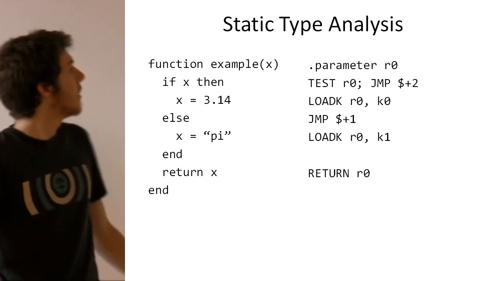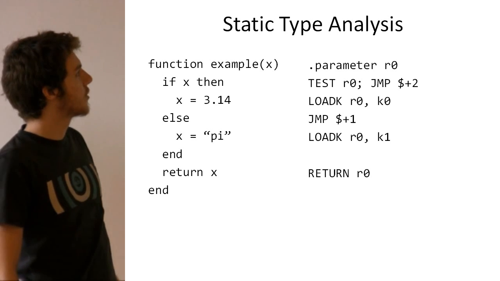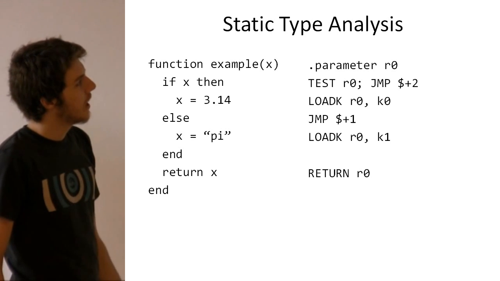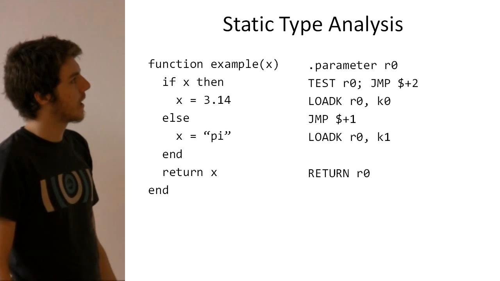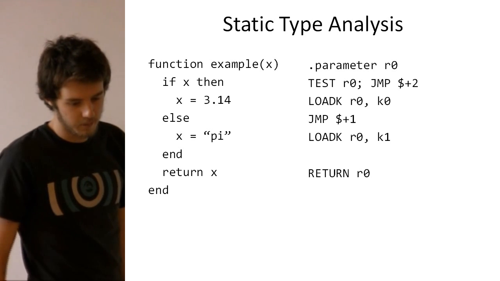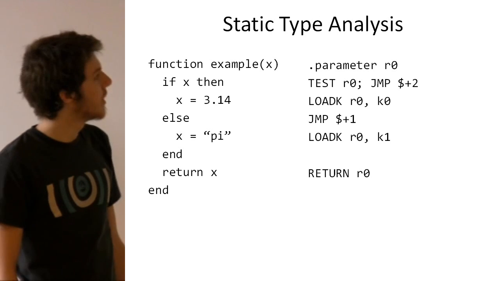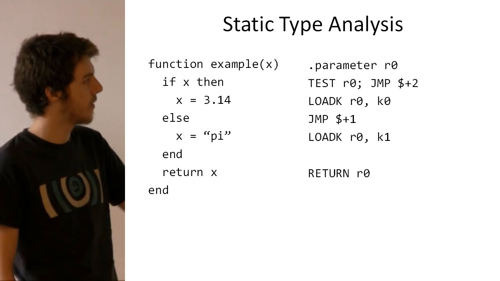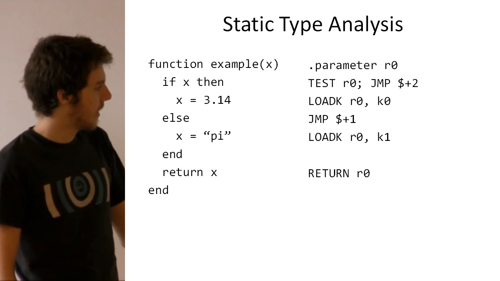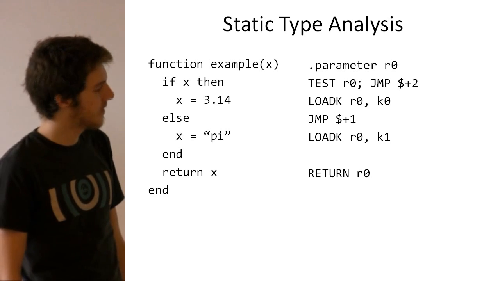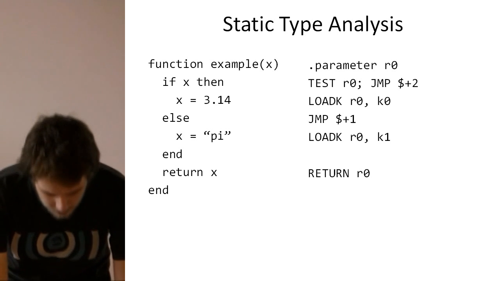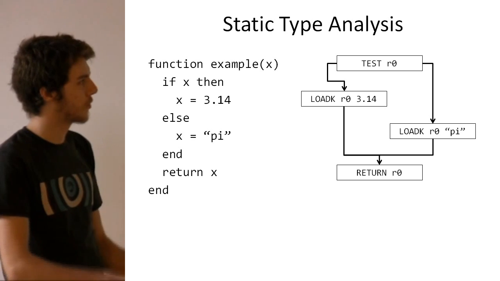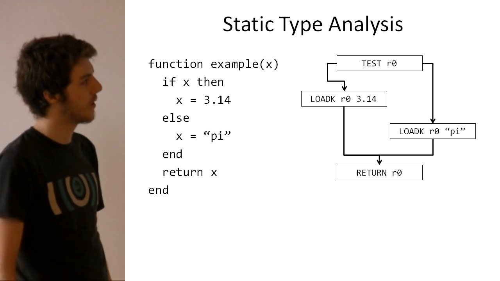On the left, we have a fairly odd function. It does something ridiculous, but it serves the point. On the right, we have what the bytecode might look like in some pseudo-bytecode form. We've got a list of instructions: a test, then a jump, then load and jump, load, and then return, which is fairly crude. If you do some work on that, you can turn it into a call tree or a graph of what does what and what goes where.